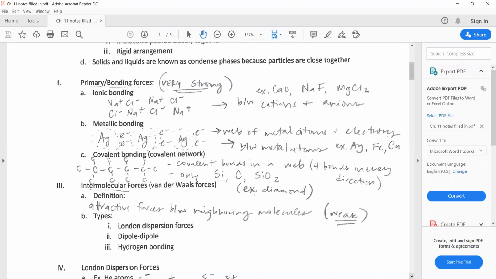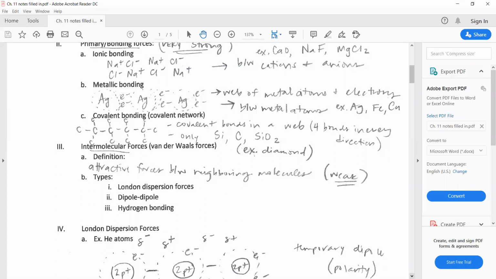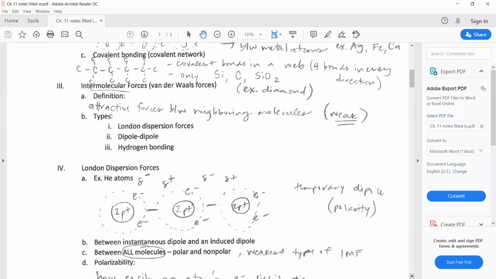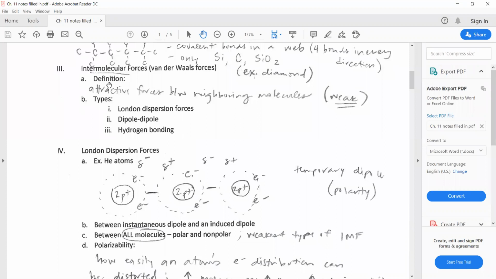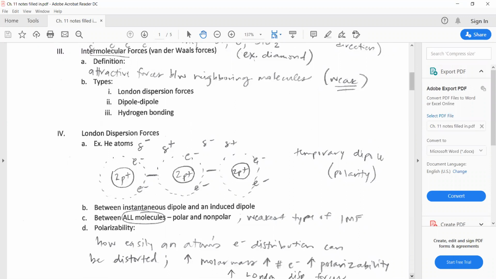Okay, and on a weaker scale are these things called intermolecular forces. We define them as attractive forces between neighboring molecules. So now these molecules are not bonded to each other like these carbons were. It's just that they're neighbors and they have some attraction for each other. So the 3 types that we'll talk about are London dispersion, dipole-dipole, and hydrogen bonding. Let's start with London dispersion.